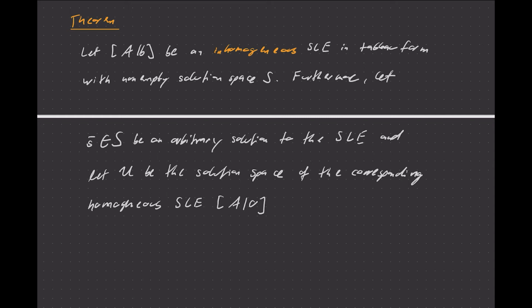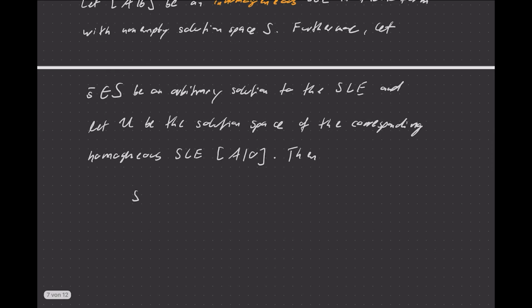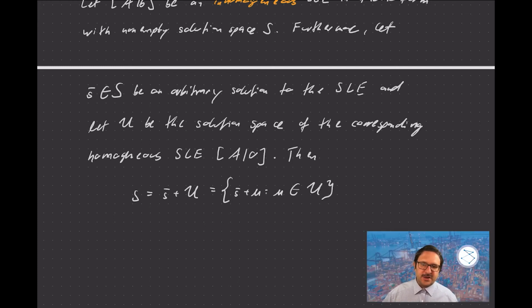And what this theorem tells us is then the solution space S has the form S bar plus U. That means each element in that space will look like S bar plus small u, where small u comes from this capital U. So basically we take the homogeneous solution space and we shift it by S bar, and S bar needs to be some arbitrary solution of the inhomogeneous case. So it would be sufficient to determine just one solution and then do the homogeneous case, and we can just shift that.